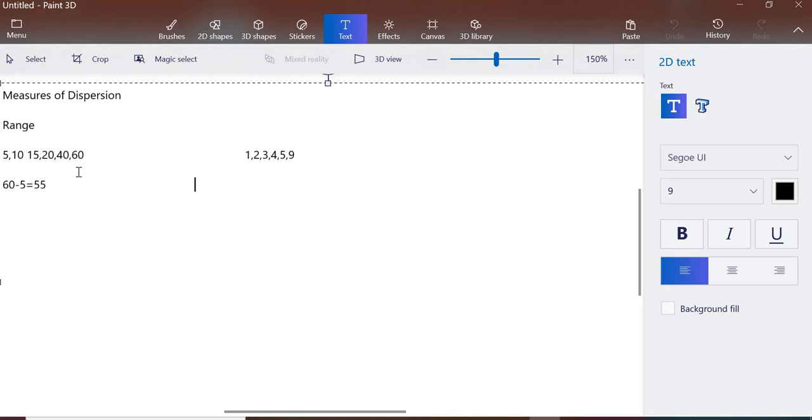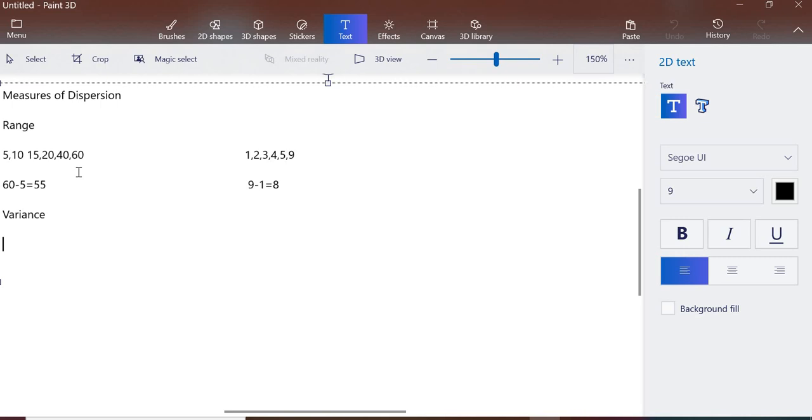Let's say we have another data set which has the data points as 1, 2, 3, 4, 5 and 9. So what is the range for this second set of data? It's 9 minus 1, which is 8. As simple as that. The second measure of absolute dispersion is variance. So what is variance? Variance is calculated as the squared distance of each and every data point from the mean.